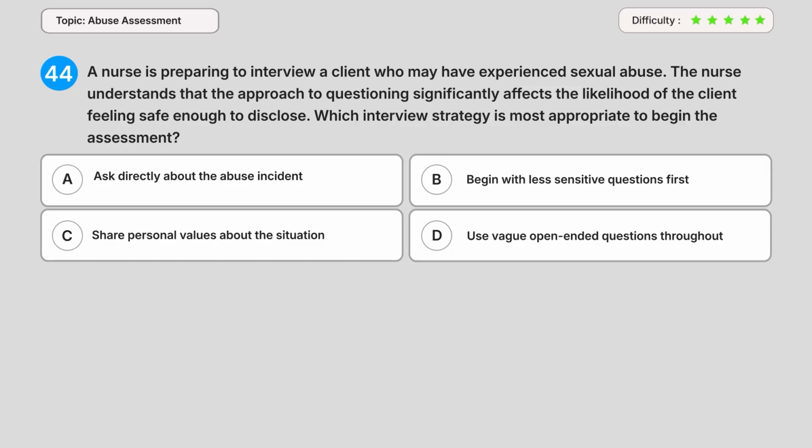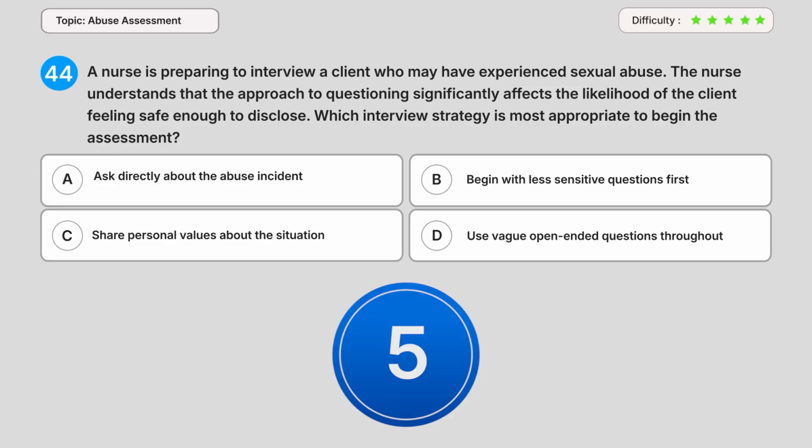A. Ask directly about the abuse incident. B. Begin with less sensitive questions first. C. Share personal values about the situation. D. Use vague, open-ended questions throughout. Do you know the answer?